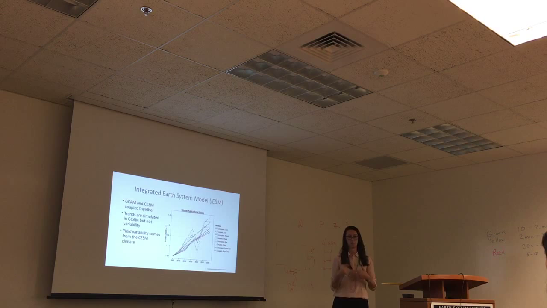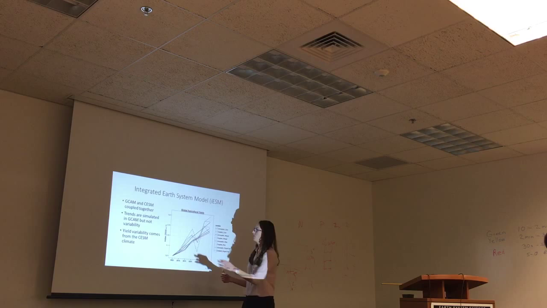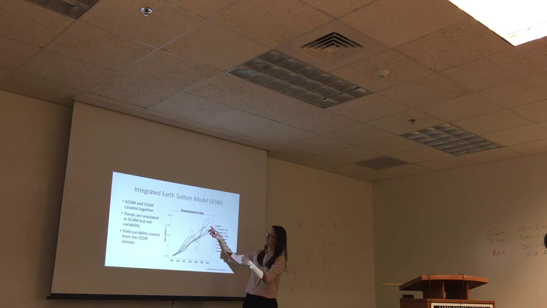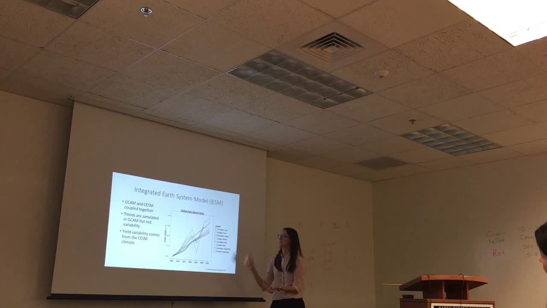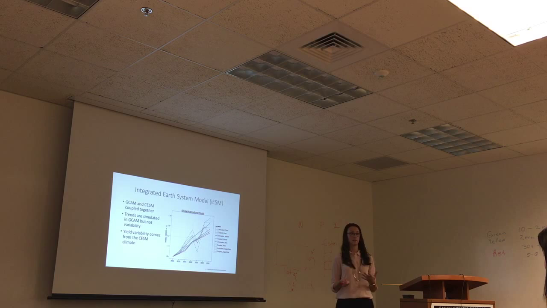And then the dashed lines are coupled, so GCAM and this climate component from this complex Earth system model. So in GCAM, we can get the general trends, as in the solid lines, but we can't get the variability. And we notice here we have this peak and decline and then an increase again. And so that variability is coming from this large-scale climate model's climate.